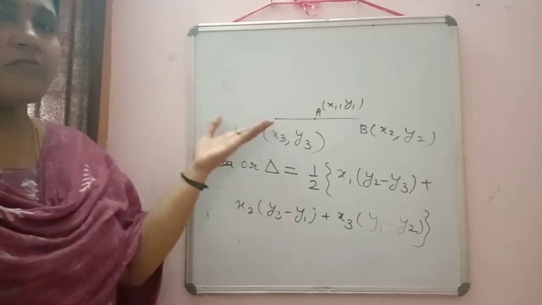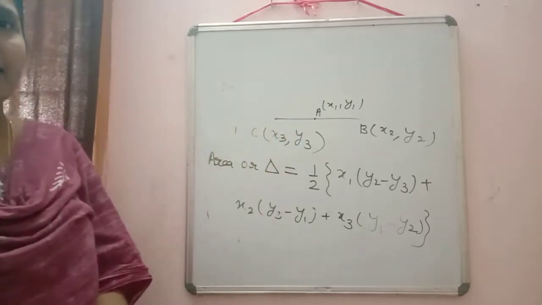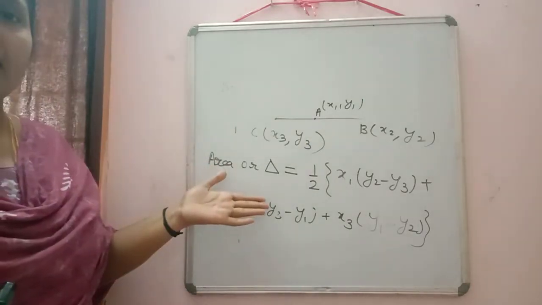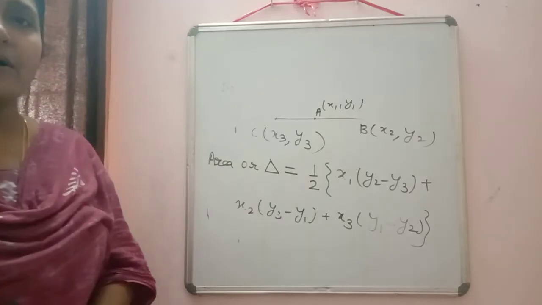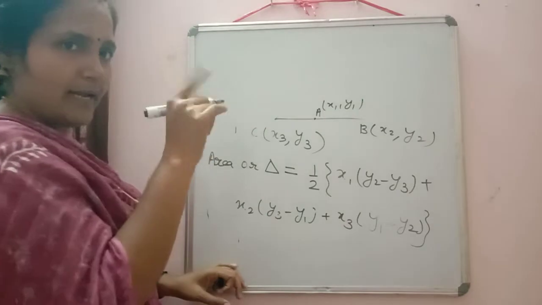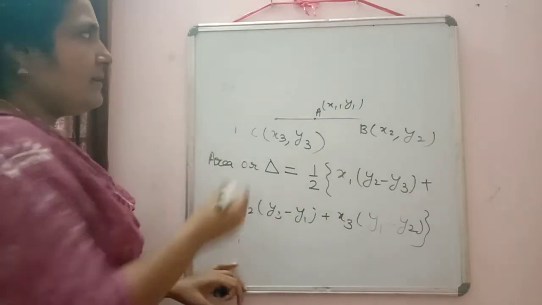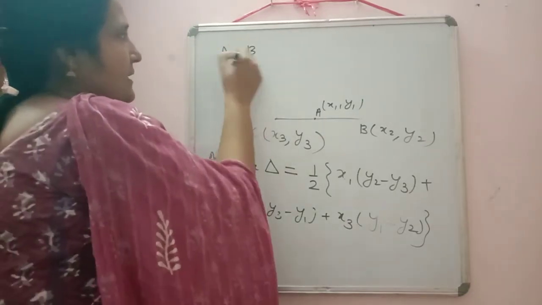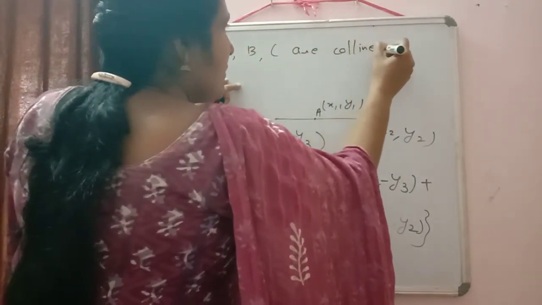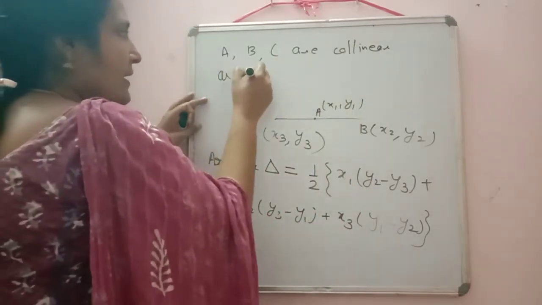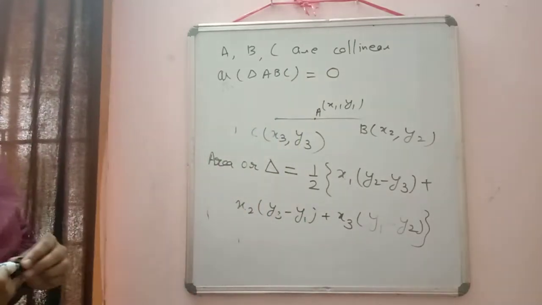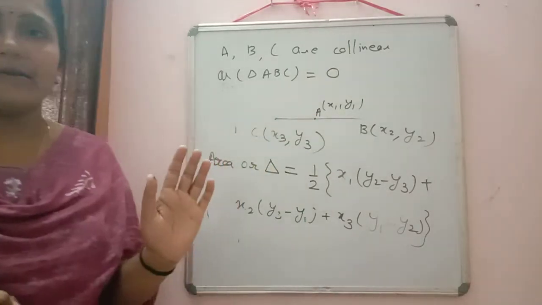So in this case, what will be the area of the triangle? If we don't have a triangle, then what will be the area? Yes, the area of the triangle will be equal to 0. So in this formula, we can add one more point. Write down with me. If A, B, C are collinear, then the area of triangle ABC will be equal to 0.